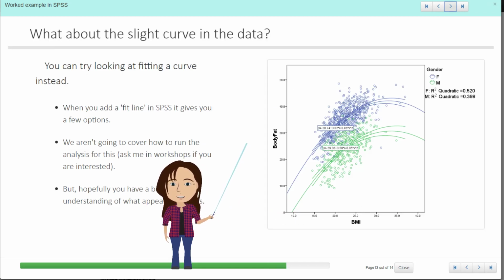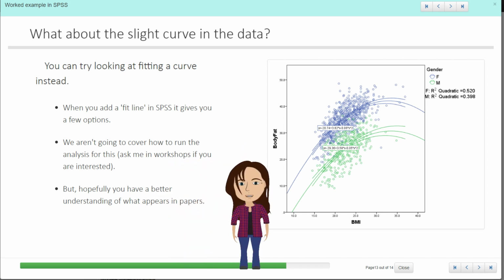So finally, you might be interested in fitting a curve. Now, we're not going to cover actually running the regression with the curve, but you can have a look at it if you're interested just in SPSS. When you double click on the graph and you have that option to fit the line, you probably would have seen that there was the option to fit the curve as well. And so you can add that on there, and you'll see now we're actually getting very close to what they had in the paper.